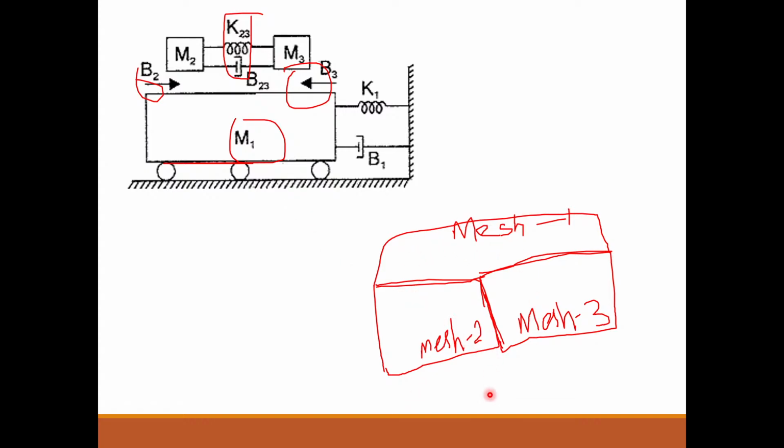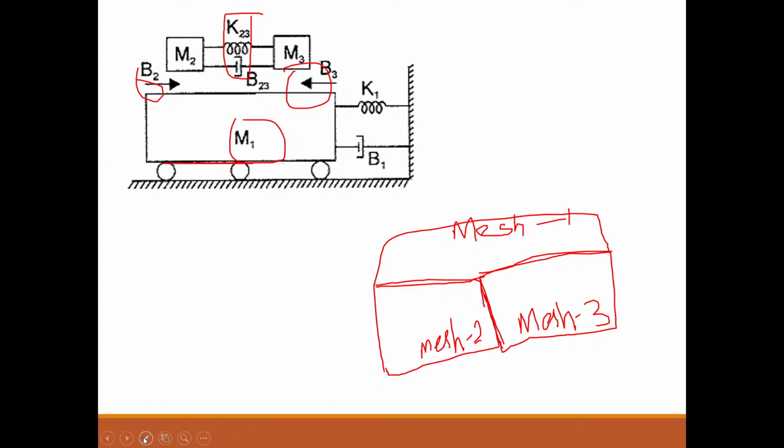If there is no connection between any two meshes, no need to connect that mesh with the other mesh. Means if there is no common element between any of the meshes, suppose M1 and M3 don't have a common element, then there is no need to have a common branch between M1 and M3. Okay, so at present this is okay.